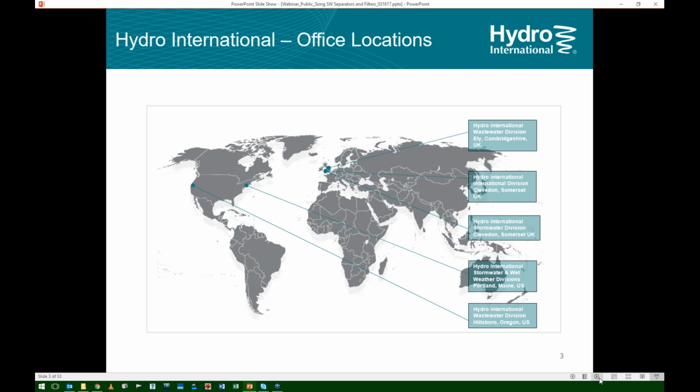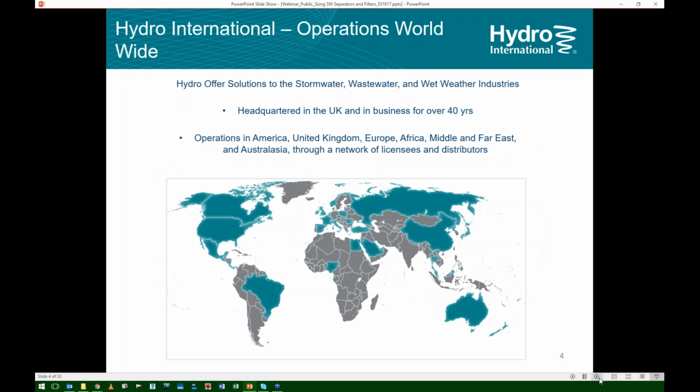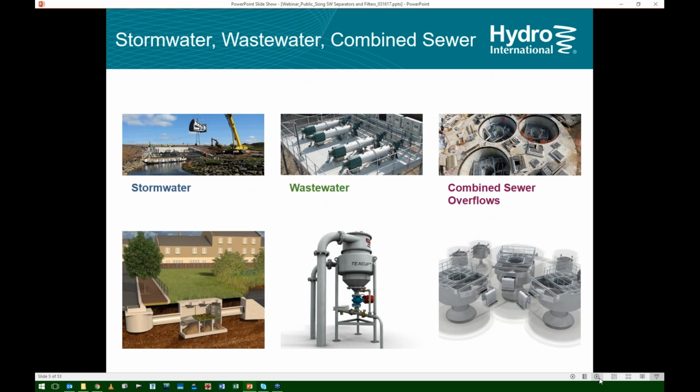Now, a little bit about Hydro International. We're a company based out of the UK with office locations in two locations in Portland, Maine and Portland, Oregon, basically in the US. We do operations worldwide, work in many countries around the world, and we specialize in stormwater, wastewater and combined sewer treatment systems.